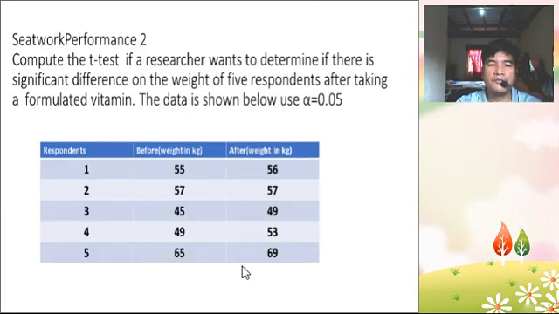And then, okay, for your seatwork, you are going to compute the t-test: a researcher wants to determine if there is a significant difference in the weight of 5 respondents after taking a formulated vitamin. Okay, so the participants are 5. These are the data for the before and after weight after taking the formulated vitamin for increase in weight. Okay, so these are the data. You can now compute the t-test for paired data before and after.